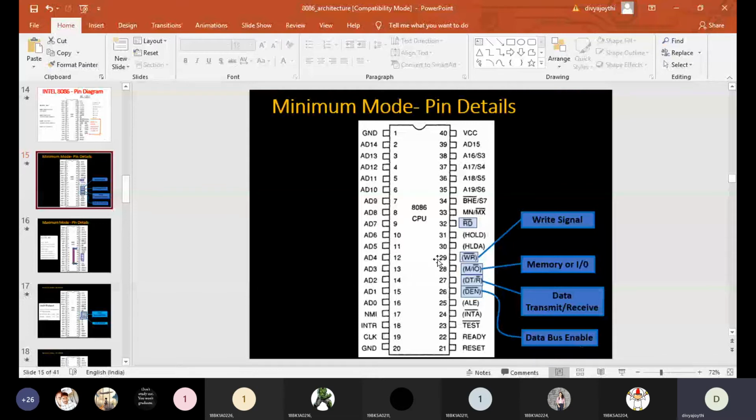If a system wants to take control over the bus signals of one particular system, it will send that request to pin number 31. And if that particular system is ready to release those bus signals so that the other processor can make use of them, then it will send the acknowledgement through pin number 30. Guys, am I clear with minimum mode?